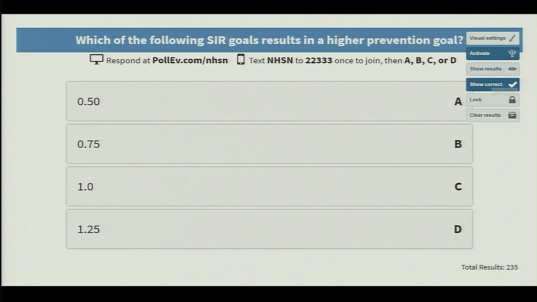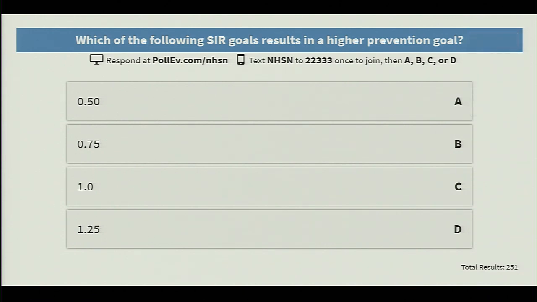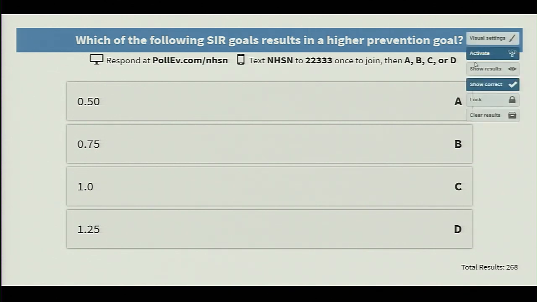All right, so let's see what our results are. If I can get the mouse to work. It does not.